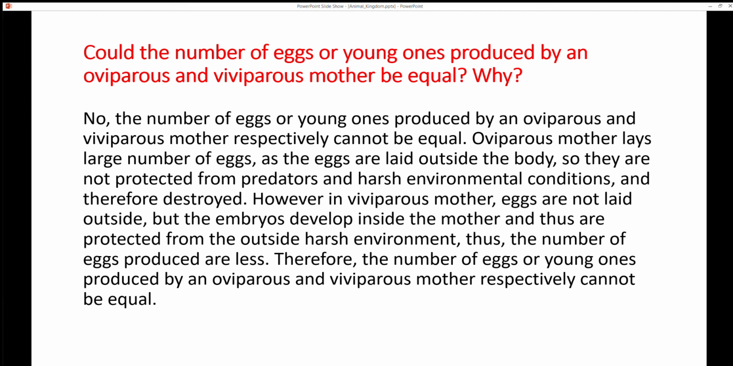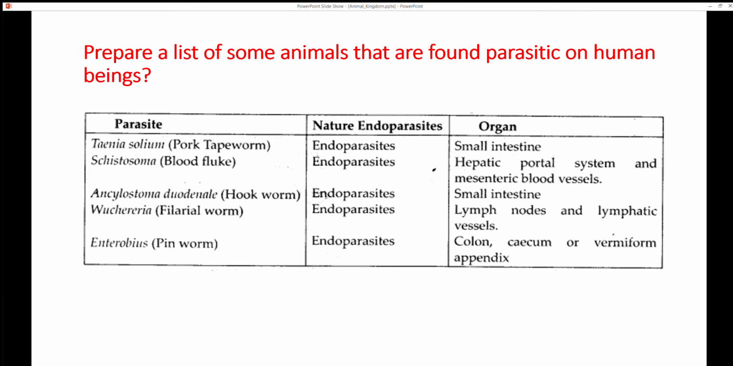So the next one will be: prepare a list of some animals that are found parasitic on human beings. The parasites are Taenia solium, the pork tapeworm, which is found in the intestine; those are called endoparasites. It lives inside the small intestine. Endo means inside the intestine or inside body parts, whereas exo means outside the body.